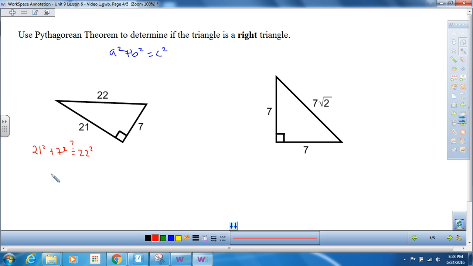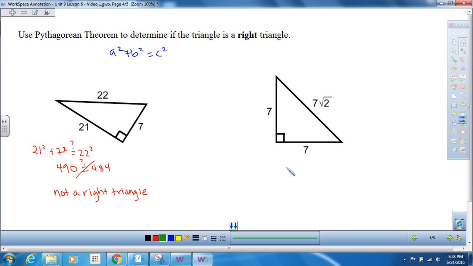Well, I just type in 21 squared plus 7 squared, and I get 490. Does that equal 22 squared? That is 484. Those are close, but no, not equal. So this is not a right triangle, because a squared plus b squared does not equal c squared.